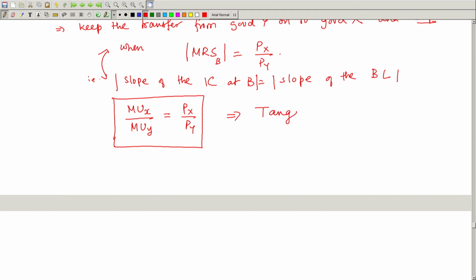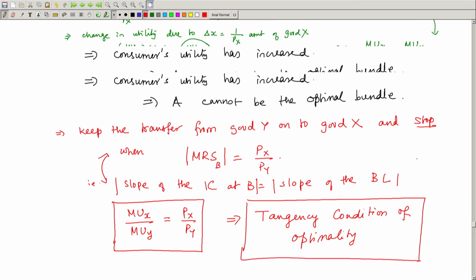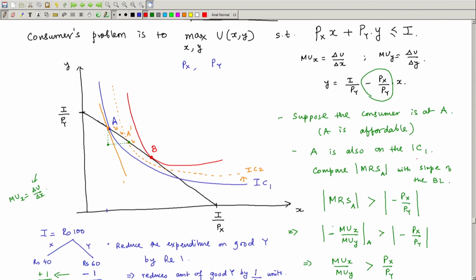This is called the tangency condition of optimality. So there are two things that pictorially we can see. One is that the optimal bundle is on the budget line, and not just that, at the optimal bundle, the slope of the indifference curve in absolute terms and the slope of the budget line are equal. So let's also make a note that the optimal bundle is at B, and the optimal bundle satisfies the tangency condition.